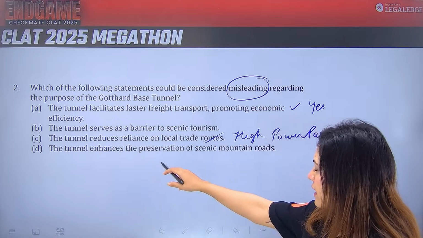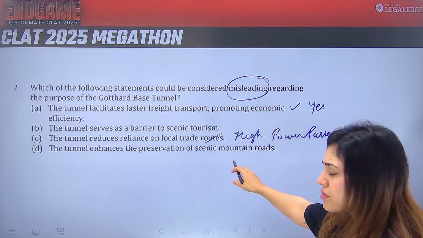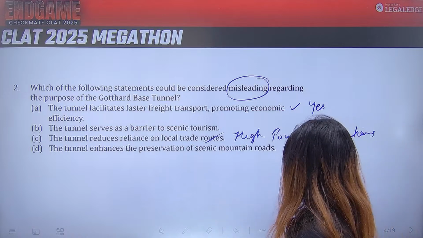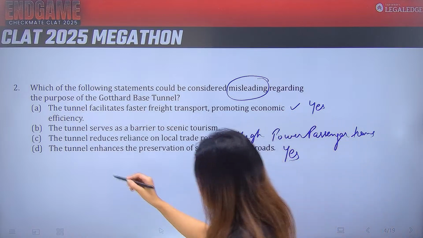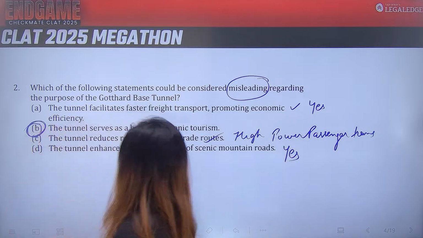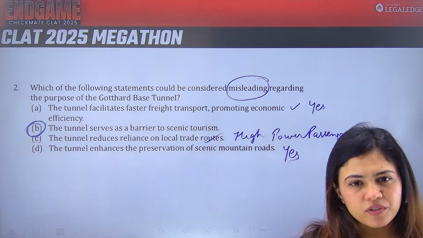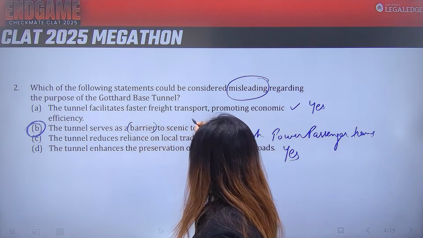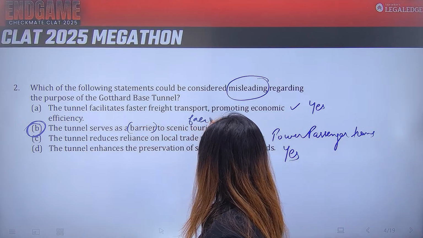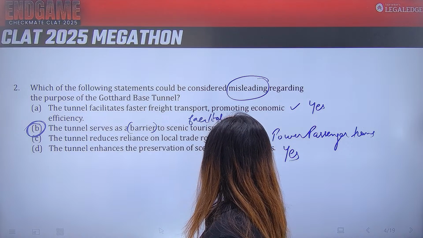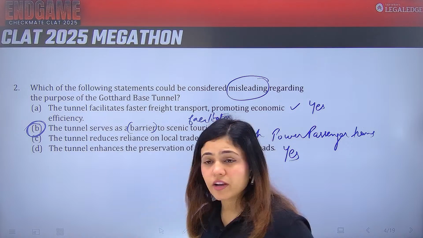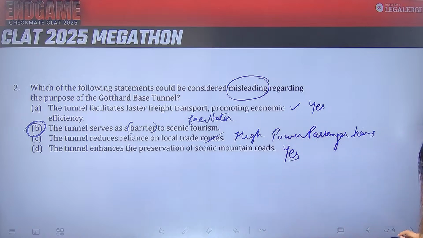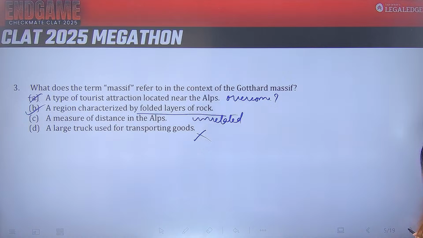The last one, the tunnel enhances the preservation of scenic mountain routes, very directly given in the last paragraph. So again, yes. So the only thing that is not serving the purpose of this tunnel is option B. It's not really a barrier, it's actually a facilitator. इसकी वजह से तो ट्रेड जो है वो और भी ज्यादा स्मूथ हो जाएगा, ना कि हर्डल आएगा. So moving forward to the next one, we have already answered this one.